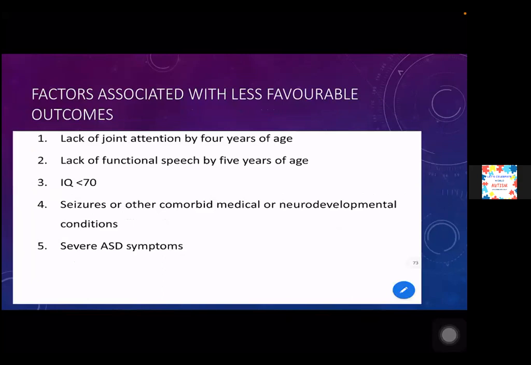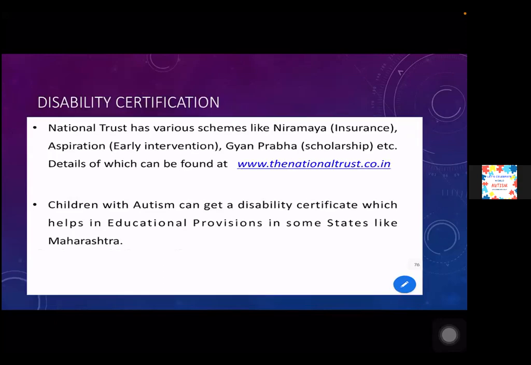What are the factors associated with less favorable outcomes? If there is lack of joint attention by 4 years of age or lack of functional speech by 5 years of age, if the IQ is less than 70, if there are other comorbid conditions like seizures, ADHD, intellectual disability, or other neurodevelopmental conditions, or if there are severe autism spectrum disorder symptoms at the time of presentation, these are the factors associated with less favorable outcomes.